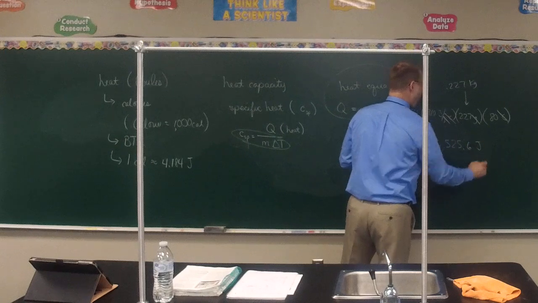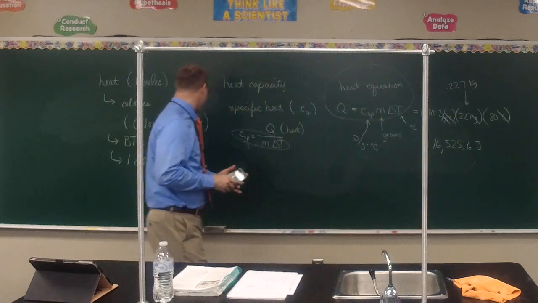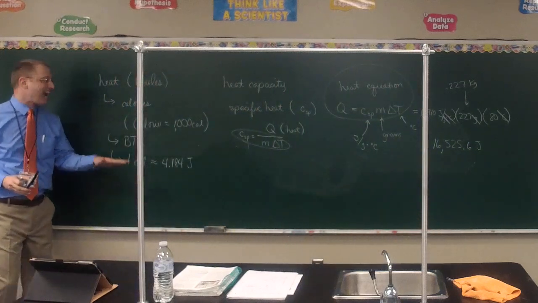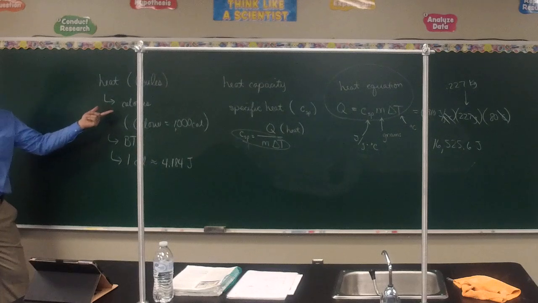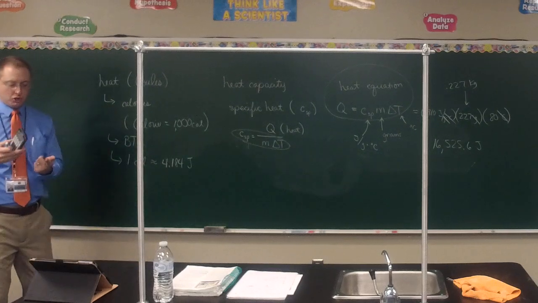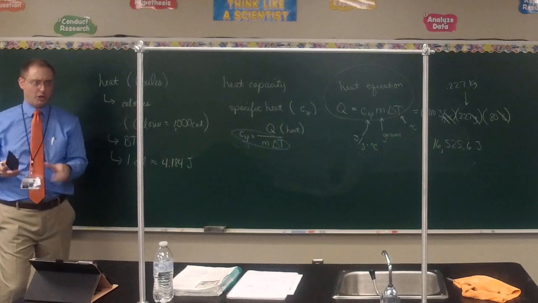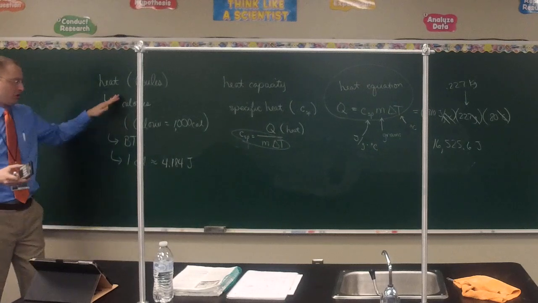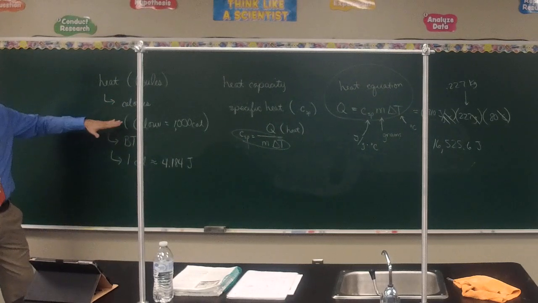60,525.6. And don't be shocked by the big number. Remember, I said a joule is tiny. A calorie is not that big. Thermal energy transfer, like, is it going to take that much to make a single gram of water go up a degree Celsius? No. A calorie is already pretty small. That's why food calories are measured in kilocalories.